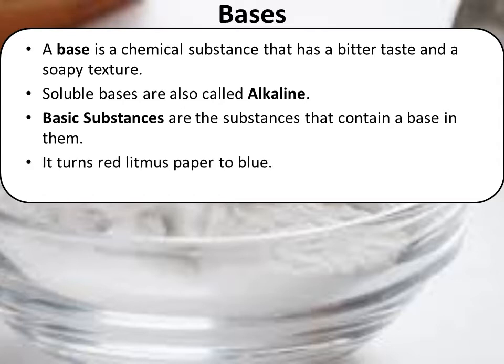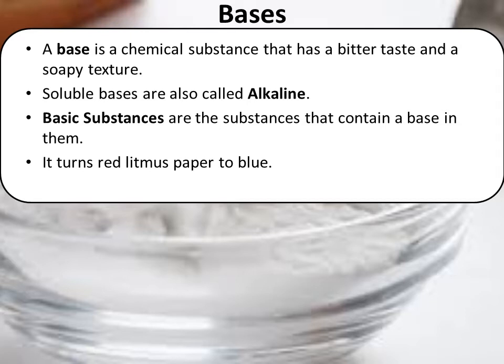A base turns red litmus paper to blue. Now do this activity in your home. Take some base, mix it with water, and then take red litmus paper and blue litmus paper. If you do not have them, since this is a corona pandemic and you can't go to the market, you will have turmeric. You make turmeric paper. Take the base and water mixture and put the turmeric paper in that solution. Now you will see that it turns red.